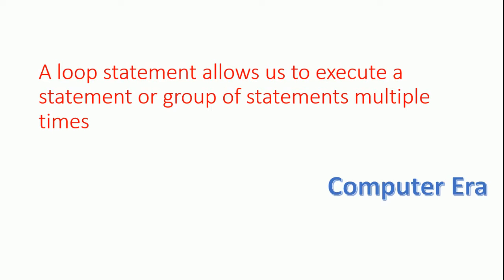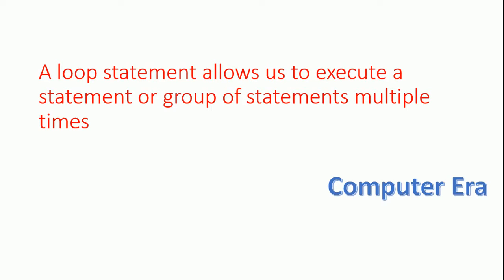If you have to write a program to print "hi, I am a programmer" 10 times, you would have to write System.out.println("hi, I am a programmer") 10 times. Those 10 lines can be reduced to just 3-4 lines with the help of a loop statement. So a loop statement allows you to execute a statement or group of statements multiple times. This is what a loop exactly does. It reduces program complexity and improves the performance of programs.